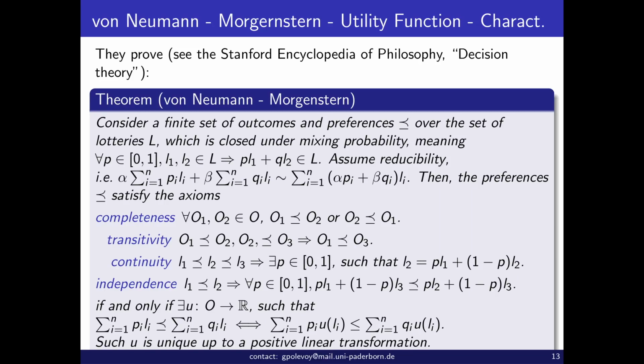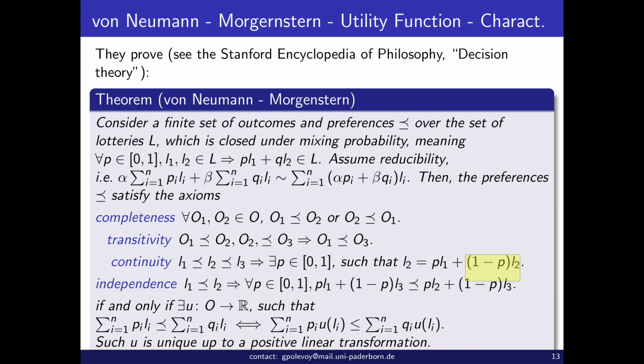Continuity. For any chain of 3 outcomes, lotteries, so combinations of outcomes, such that L2 is preferred to L1 and L3 is preferred to L2, and of course then from transitivity L3 is preferred to L1. Continuity means that we can find some P between 0 and 1 such that L2 is the convex combination of P times L1 plus 1 minus P times L3. So if it's between them, we can express this as a convex combination of those lotteries.